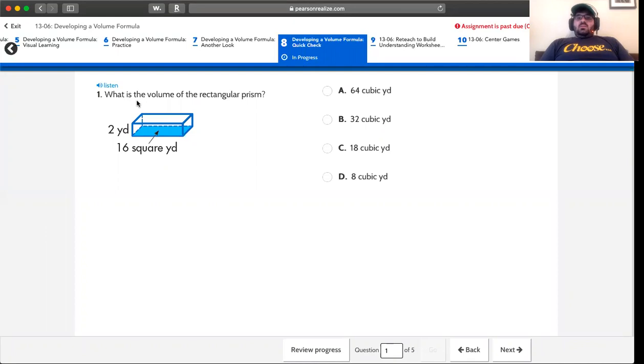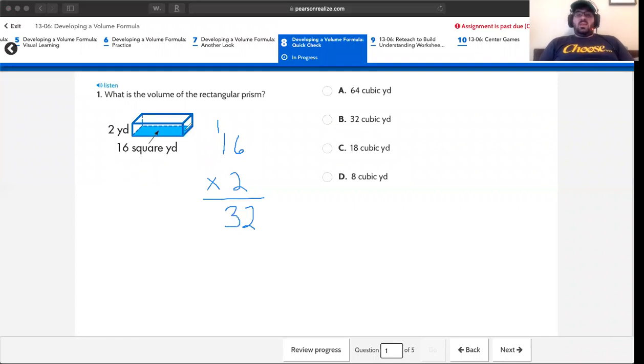So it says, what is the volume of the rectangular prism? So I want to solve this problem. It's 16 square yards. What that means is the length and the width, or the base, is 16. So the volume is just going to be the base of 16 times your height of 2. So 16 times 2. 2 times 6 is 12. Write the 2, carry the 1. 2 times 1 is 2, plus 1 is 3. So it's 32. And it's actually going to be cubic yards because volume is always in cubic units. And so I would click B.